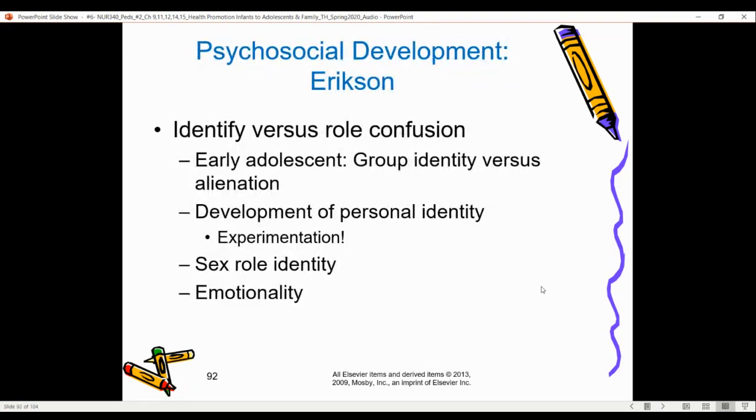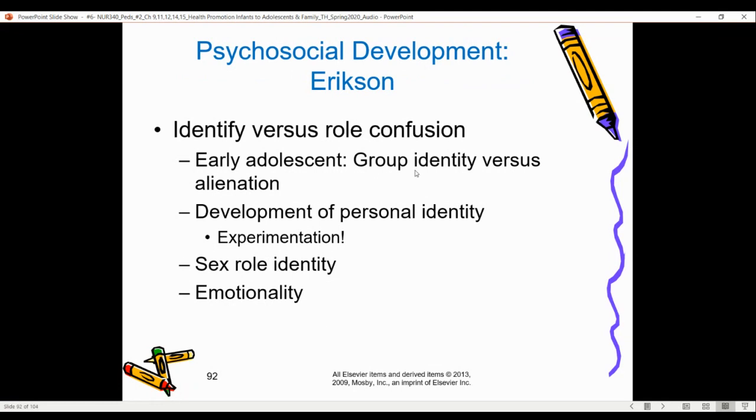Okay, Erikson's development is identity versus role confusion. They are developing their own self-identity at this point, who they want to be as adults, who they are going to be as adults. And sometimes that changes multiple times between their 12 to 18, 19-year-old development. Sometimes it literally changes day to day. You don't always know.